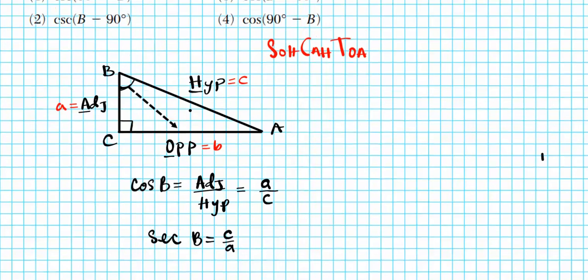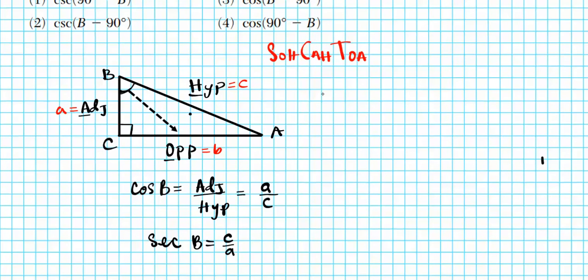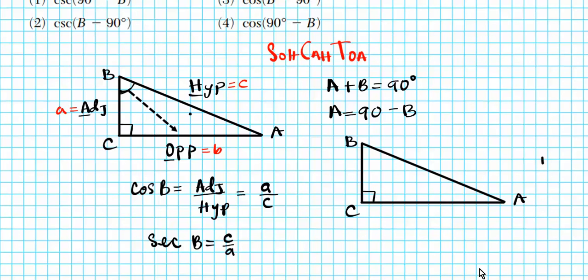Okay, now, since a and b are complementary, what you want to note is that a plus b is equal to 90 degrees. So if I get a by itself, a is basically 90 minus angle b. Okay, so now I just made a copy of this triangle. I'm going to focus my attention on angle A, and then when I'm done creating my ratio, I'm going to replace it with 90 minus B, and then go from there.